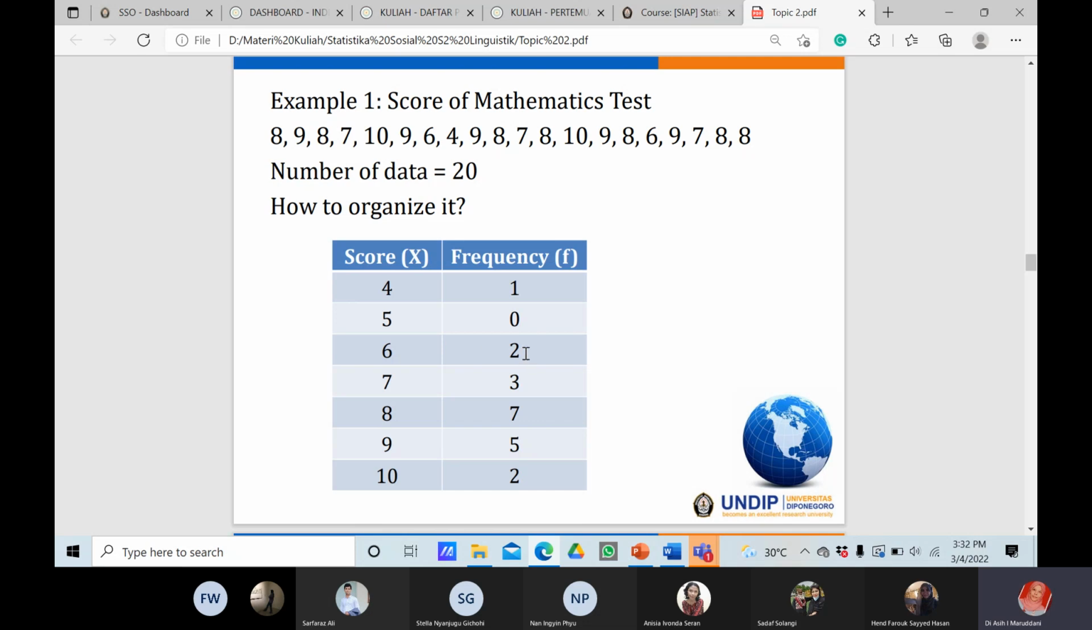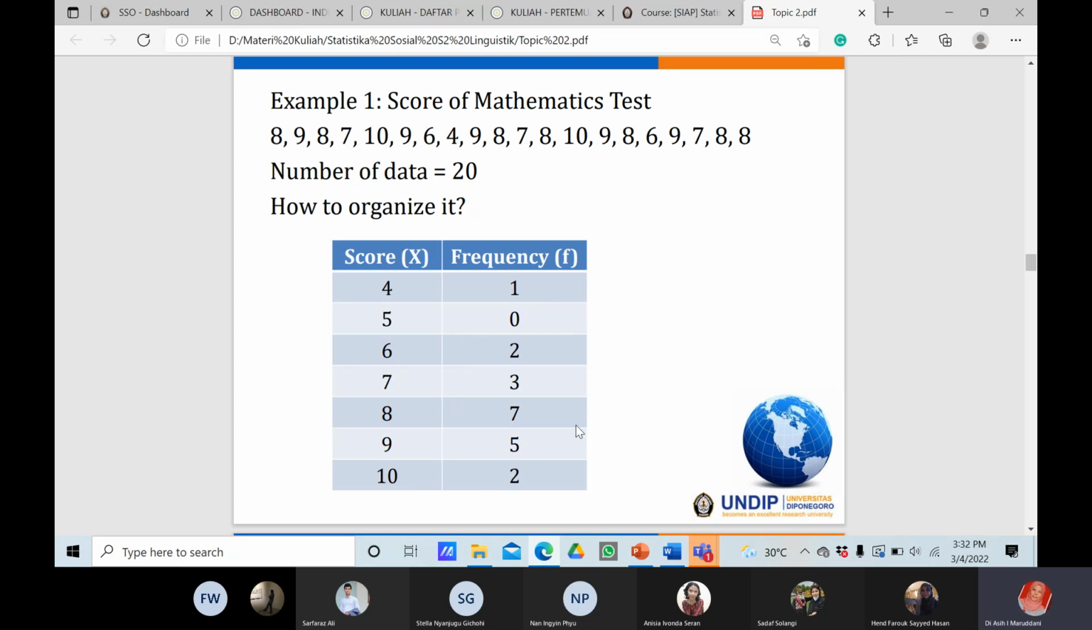Just 2 students got 6 on the mathematics test. And this row has the same meaning. And the last one, we got 2 students who have perfect scores, score 10.